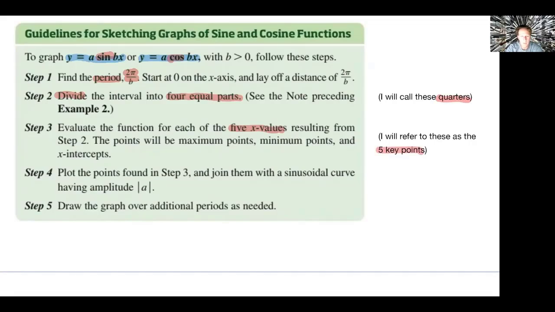And we need to know which ones are the maxes, the mins, the intercepts where it crosses through our x-axis. All of that information depends on whether it's sine or cosine. All right. And then lastly, we just have to plot them. Plot those points and figure out which sinusoidal curve that we have with that certain amplitude with our new period.